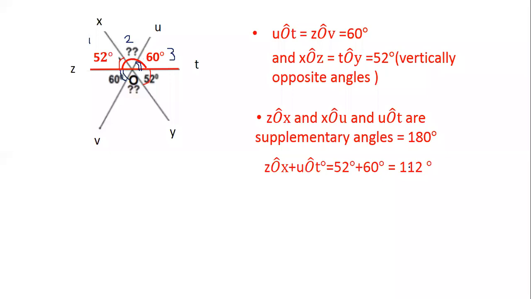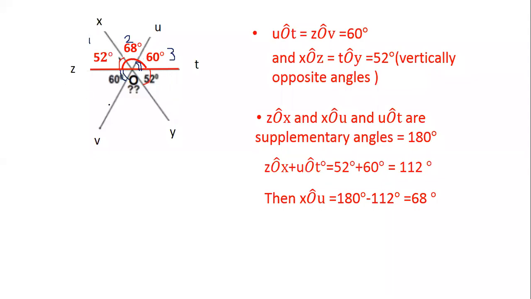Now I want to find their supplement. So XOU is 180 minus 112, to give me 68 degrees. So the measure of XOU is 68 degrees.